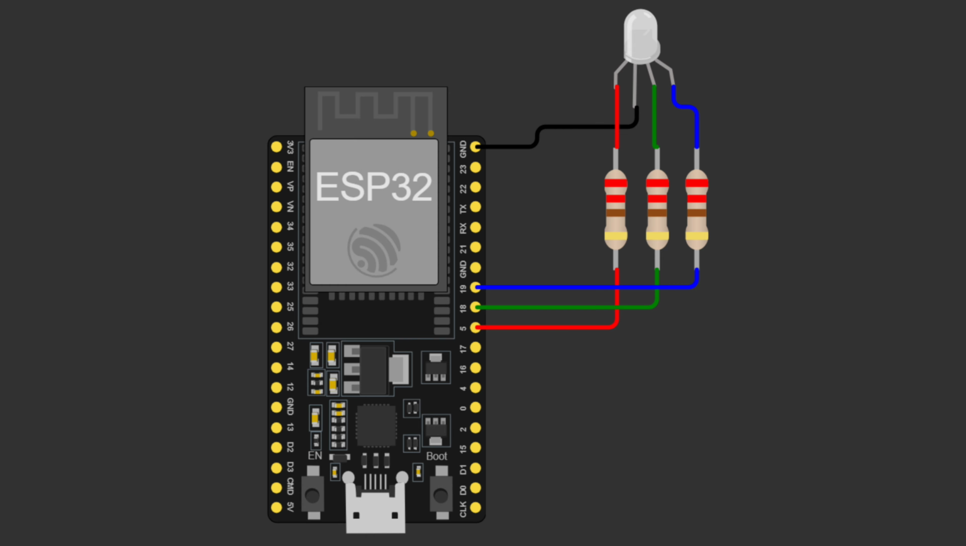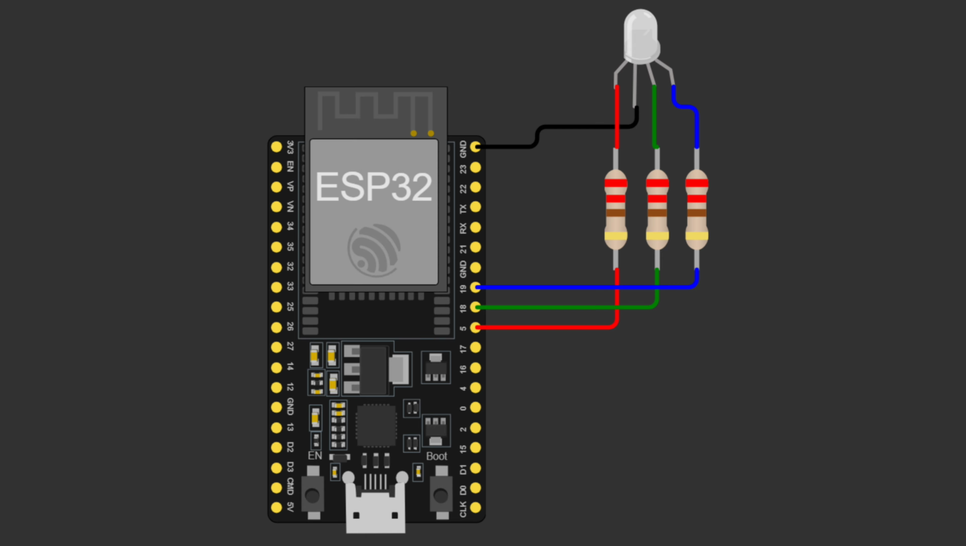The RGB LED has 4 terminals: one common cathode, the negative terminal, and 3 anode, positive terminals corresponding to the red, green, and blue colors. The common cathode terminal is connected to the GND ground pin of the ESP32 board by a black wire, ensuring a common ground reference. Each anode terminal RGB is connected to the ESP32 GPIO pins through current limiting resistors to prevent excessive current flow.